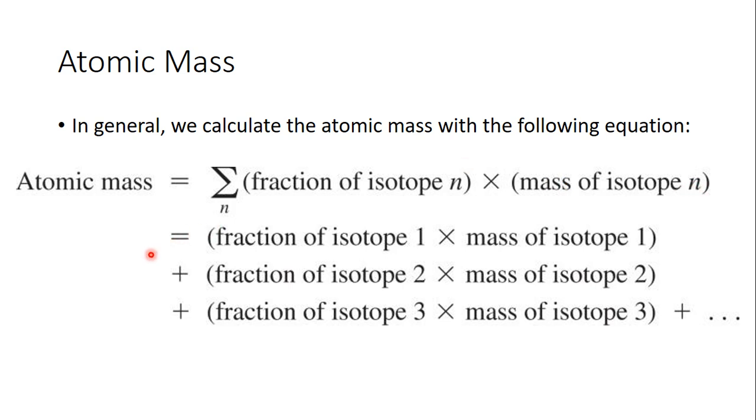So for example, atomic mass equals fraction of isotope 1 times mass of isotope 1 plus the fraction of isotope 2 times the mass of isotope 2 plus the fraction of isotope 3 times the mass of isotope 3, and so on and so forth until you've covered all the isotopes of that specific element.